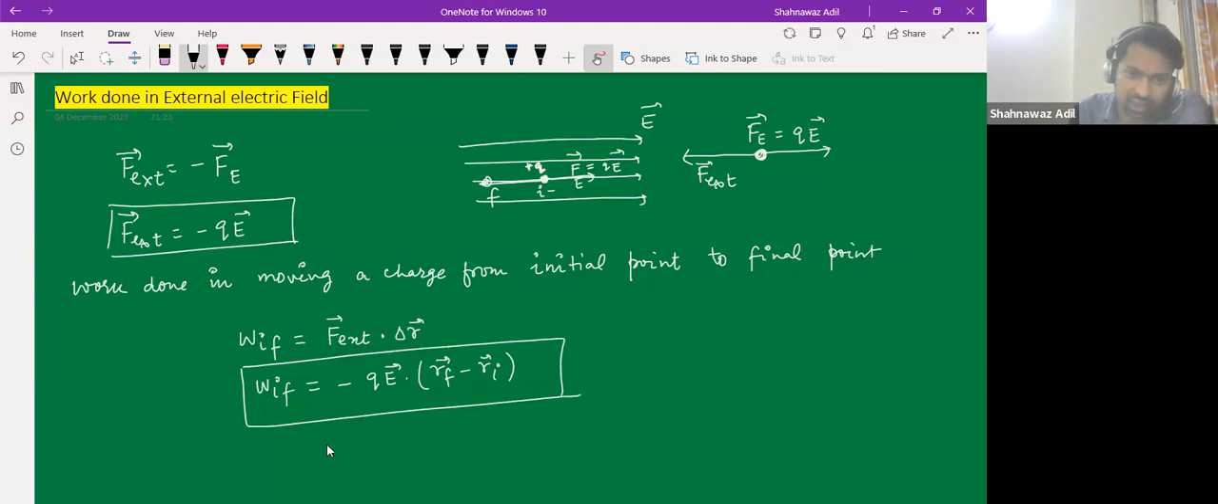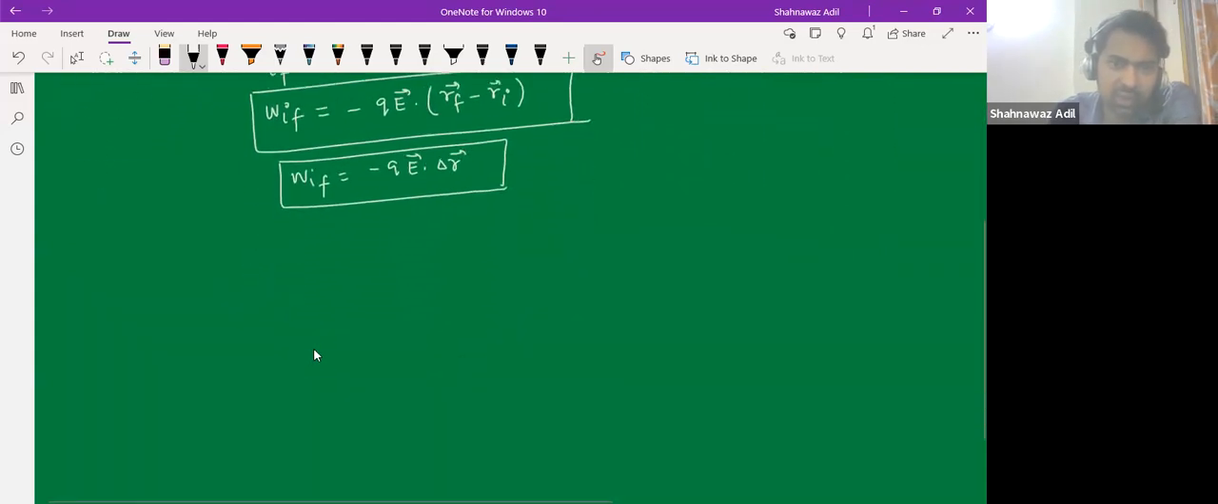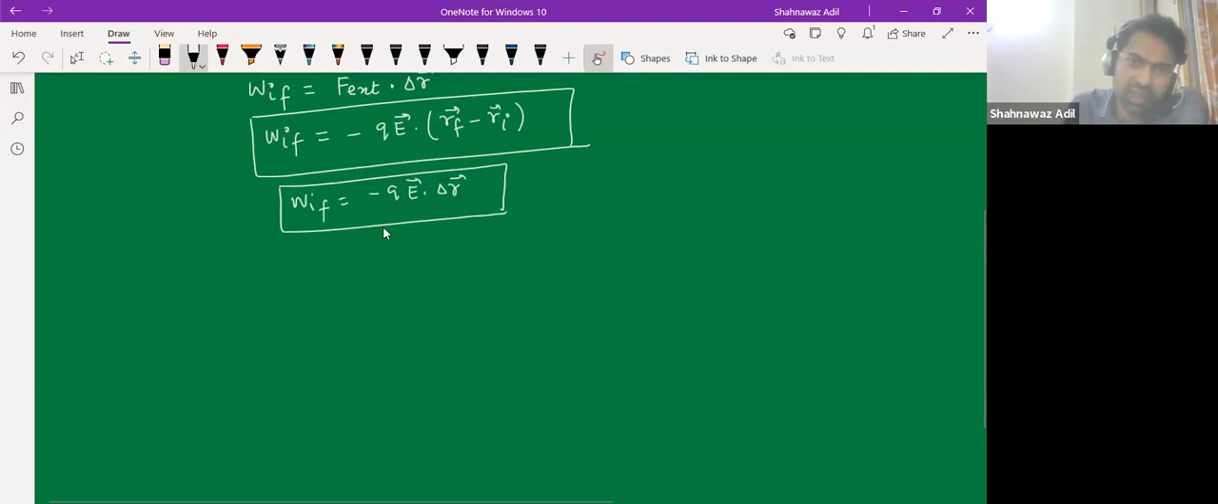I can write this as minus Q E dot delta R. We already know how this work done is related with the potential. We'll do that later. But now, this electric field.